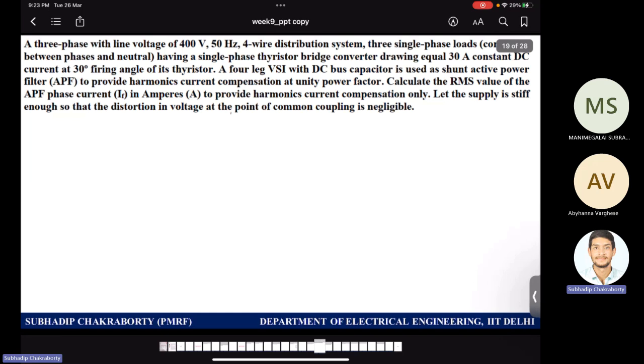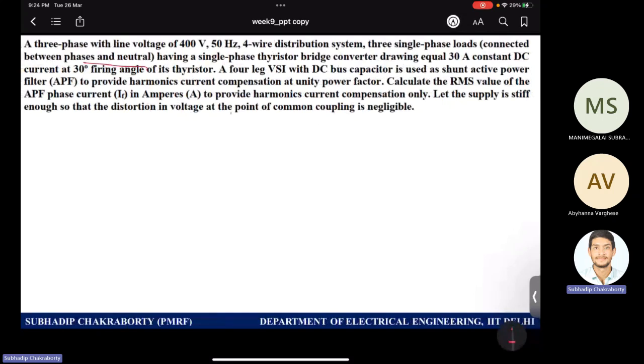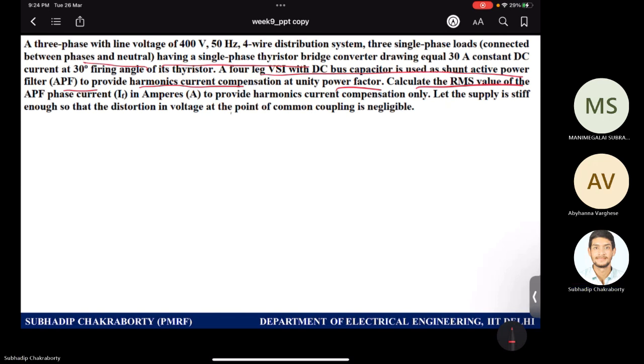So it is a 4-wire problem where you have 3 single phase loads, connected between phase and neutral. We have done these kinds of problems, but the only difference is in what you have to calculate. We have deployed a shunt active power filter for harmonic compensation at unity power factor, and obviously for reactive power compensation also, and we must calculate the RMS value of the filter current for harmonic compensation.